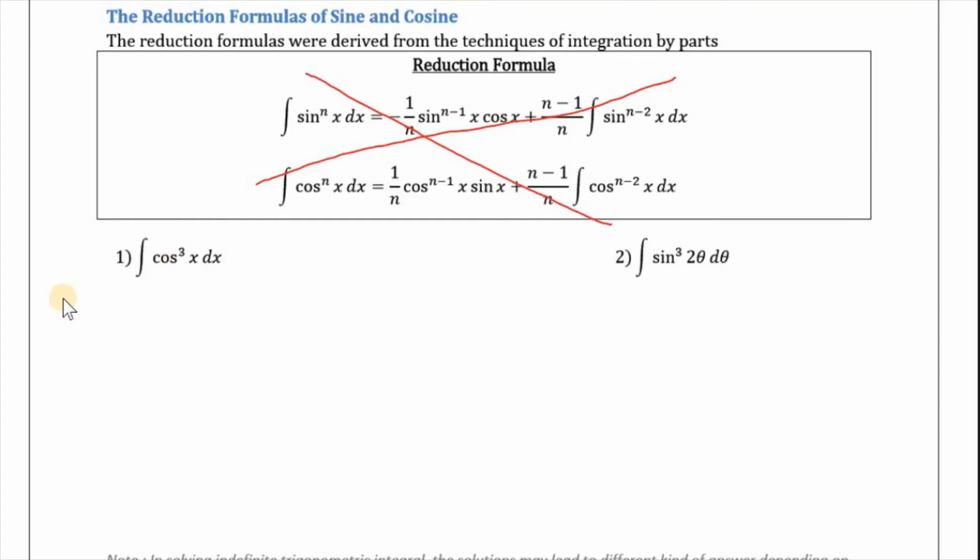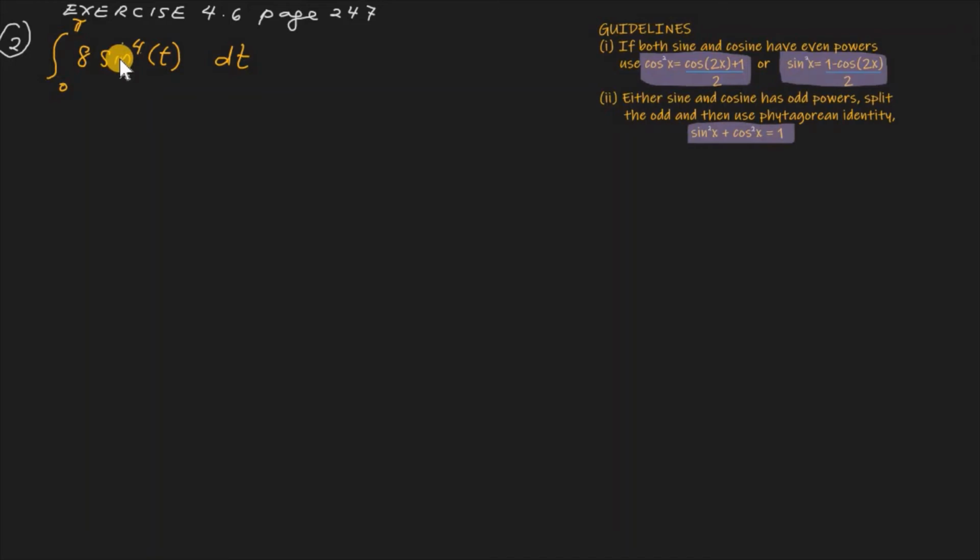Let's do it. Okay, question number 1. Let's do it together. Before we play with the trigo power odd number, let us try this one question with the even power. Here I took from your workbook, exercise 4.6, page 247. Question number 2. Let's do it together.